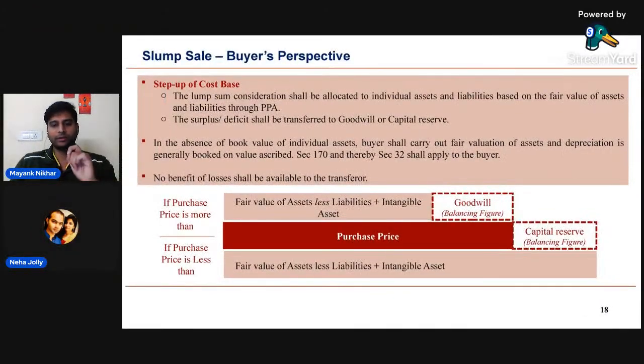it shall be goodwill. Take a reverse situation. If the purchase price is less than the value of assets less liabilities plus the identified intangibles, so you have paid less, you are at an advantage here. So capital reserve shall be recorded in the balance sheet on the liability side.